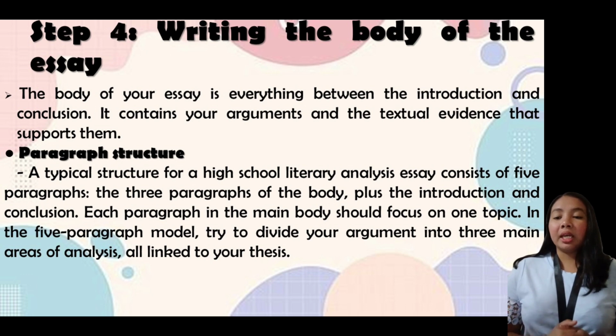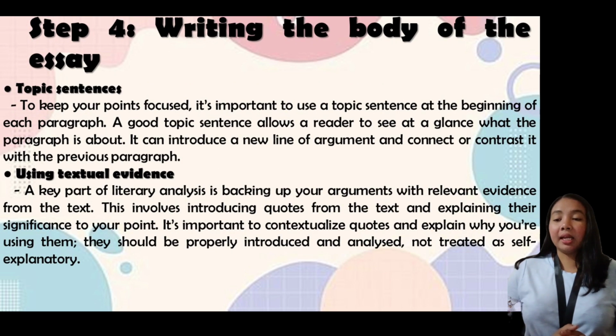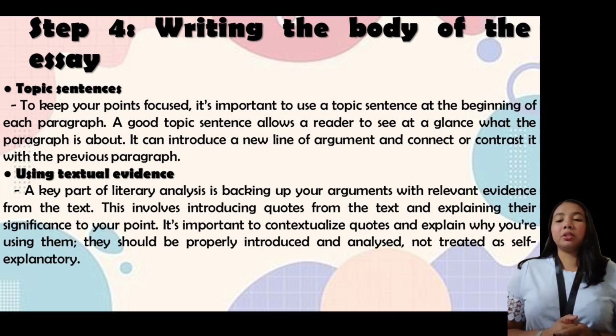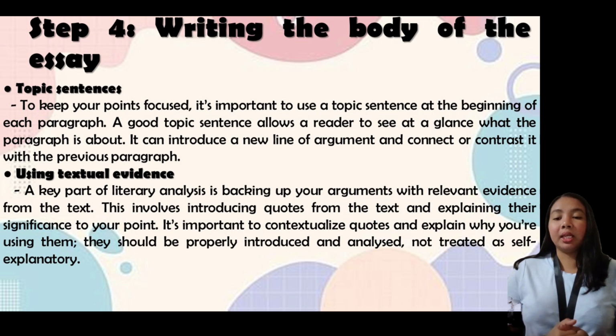Each paragraph in the main body should focus on one topic. In the 5-paragraph model, try to divide your argument into 3 main areas of analysis, all linked to your thesis. Second, topic sentences. To keep your points focused, it is important to use a topic sentence at the beginning of each paragraph. A good topic sentence allows a reader to see at a glance what the paragraph is about. It can introduce a new line of argument and connect or contrast it with a previous paragraph.